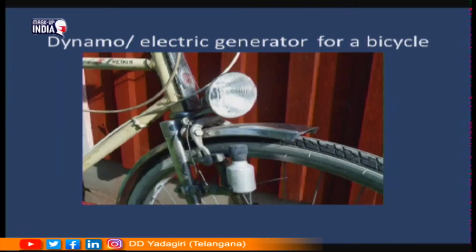This is a dynamo for a bicycle. It is a small dynamo, and when it is connected to the tire, as the cycle runs, this dynamo is made to rotate. Inside there will be a coil and a magnet, and as the magnet rotates, the magnetic flux linked with the coil changes, and then current is produced and the bulb glows.